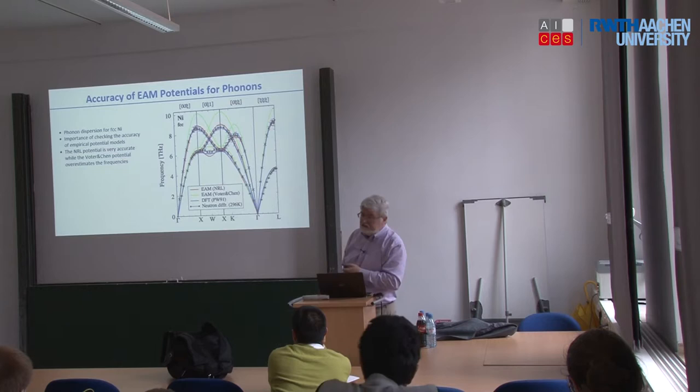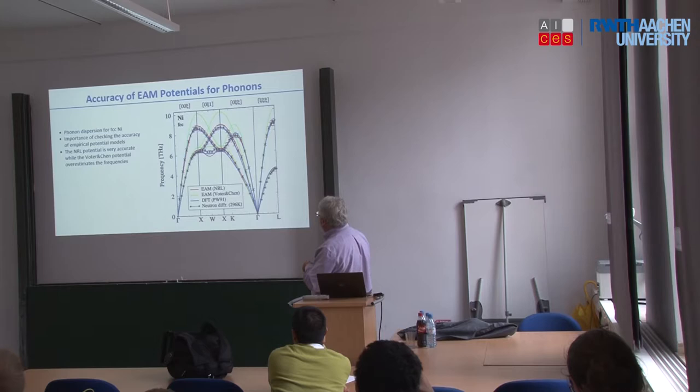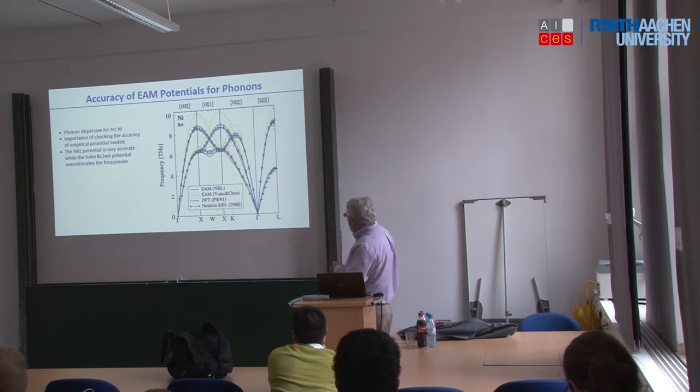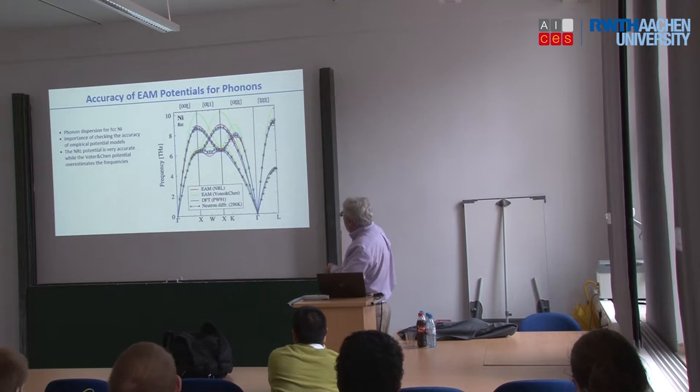And so what are we seeing here? We're seeing the dots are the data points, and the blue line is DFT, so that's electronic structure methods, which should be good, expensive, but good. And you can see they match the blue lines pretty well. And then these red and the green are two different empirical potentials, EAM potentials.